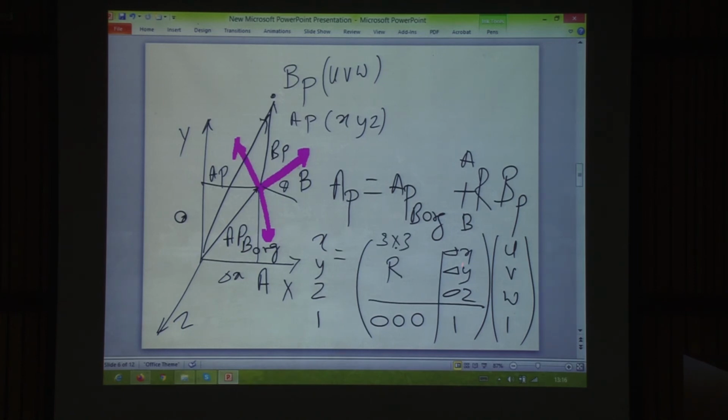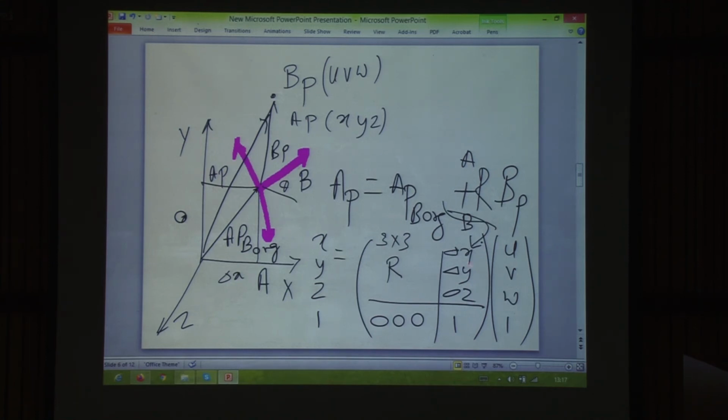This is the distance between the origins, which is this one. So this AB origin is the distance between the origins, distance x, y, and z, which is here. This is the rotation matrix. This is always 0, 0, 0. This is always 1, and this is u, v, w in the rotating system. Now this is a 4 by 4 matrix called the homogeneous transformation matrix.